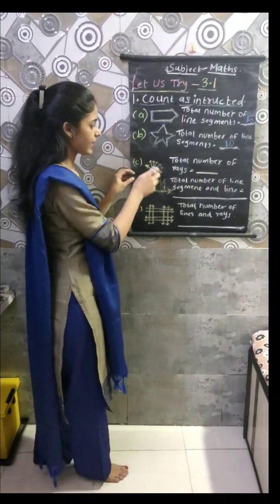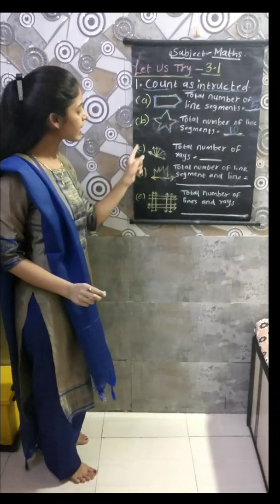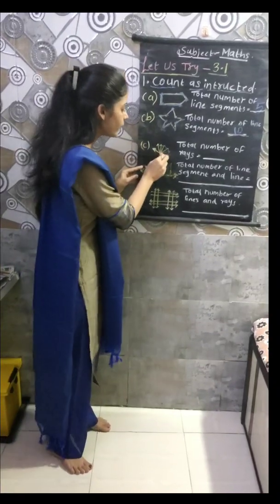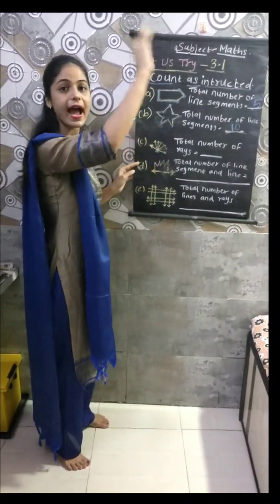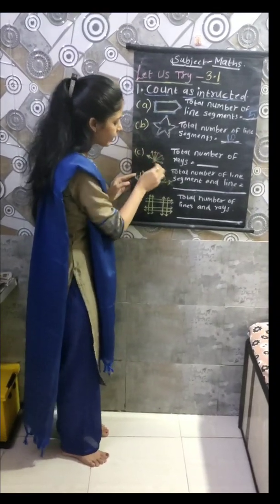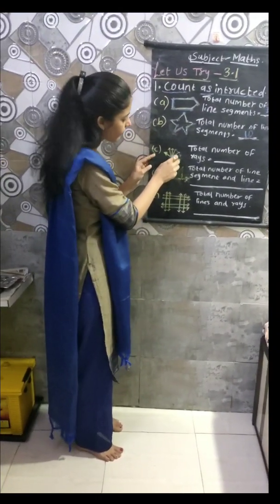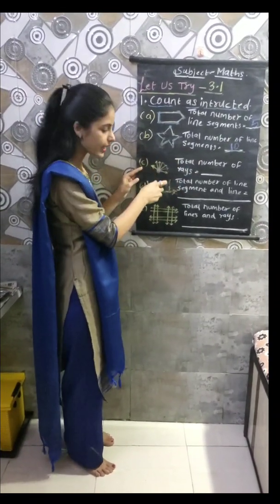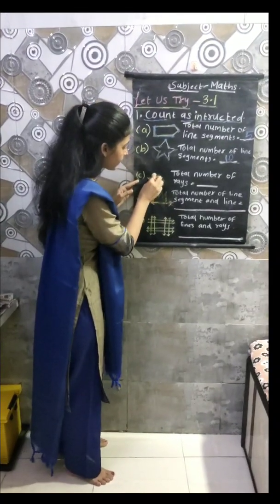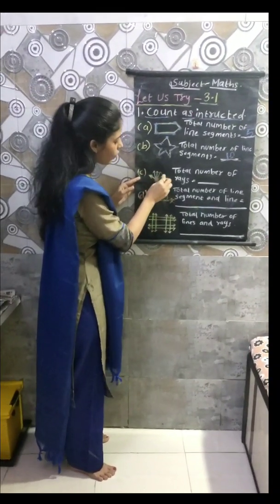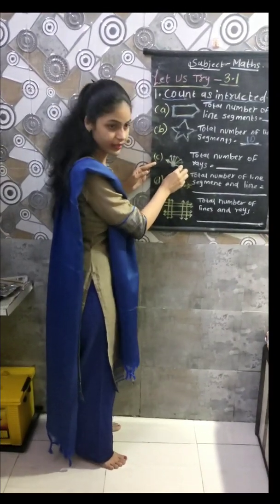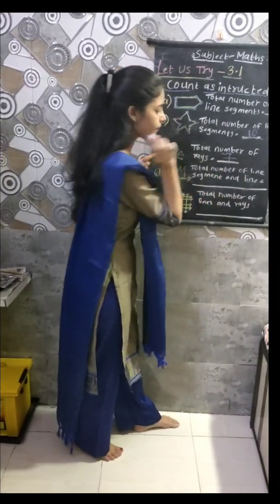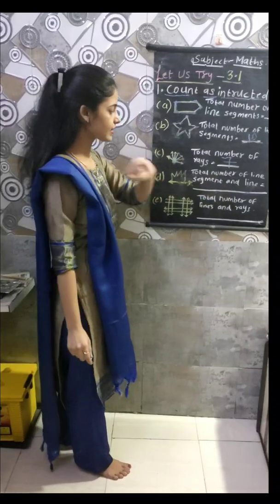Total number of rays. Here we have to count how many rays are present in the figure. But what is a ray? A ray starts from one point and goes endlessly. So this figure starts from one point. Here one point is given. So we have to count how many rays. Start counting. 1, 2, 3, 4, 5, 6, 7. How many rays are in this figure? 7. So here we have to write 7. Let's move ahead to the next question.